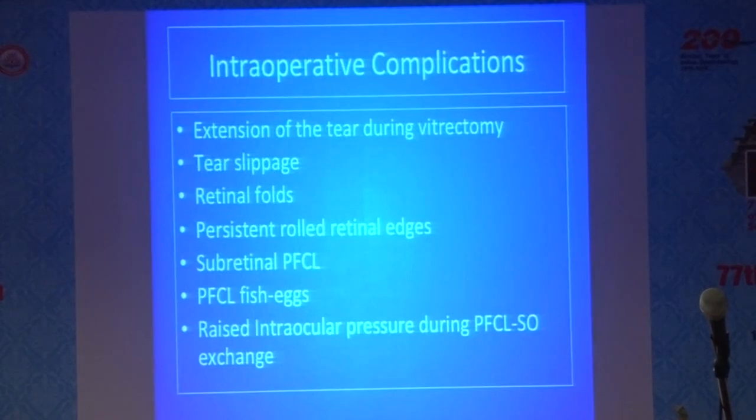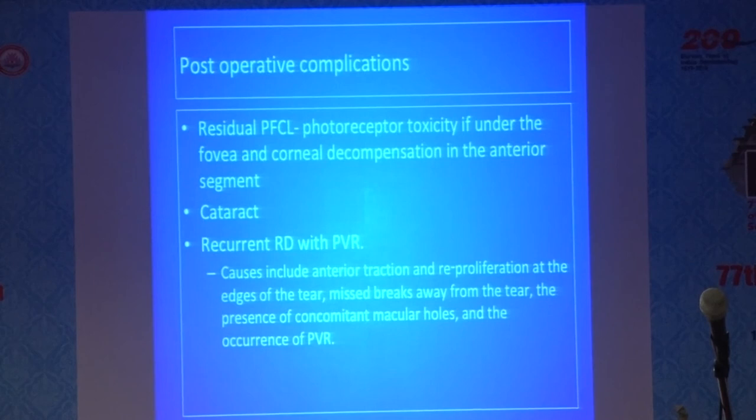The intraoperative complications can be extension of the tear during vitrectomy, tear slippage, retinal folds, persistent rolled retinal edges, subretinal PFCL, PFCL fish eggs, raised intraocular pressure during the PFCL silicone oil exchange. And the postoperative complications could be residual PFCL. It may lead to photoreceptor toxicity under the fovea and corneal decompensation if it remains too long in the anterior segment, progression of cataract, recurrent detachments with PVR. And the causes could include anterior traction, reproliferation at the edges of the tear, missed breaks, presence of concomitant macular holes, and the occurrence of PVR.